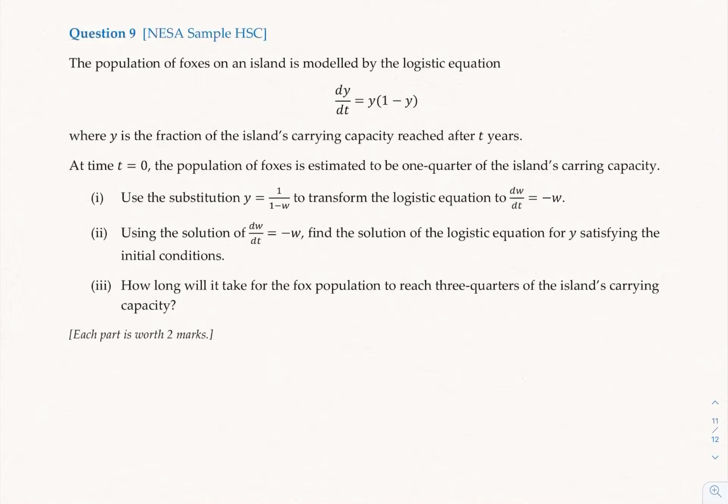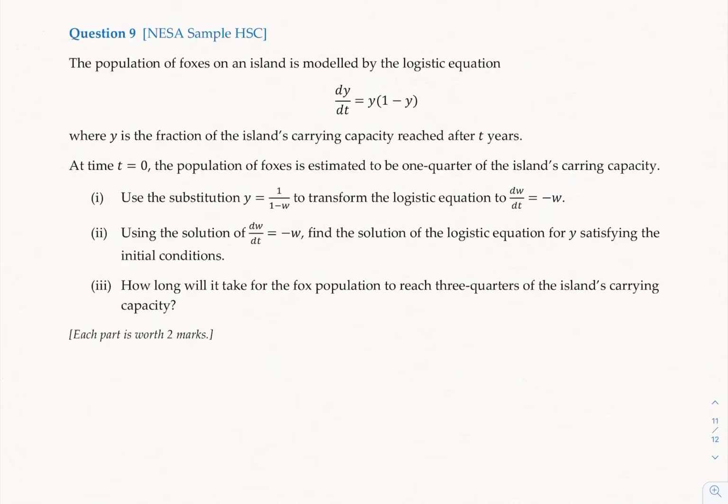We're working today on this sample HSC question about the population of foxes on an island. I've worked through this a few times and had a bit of trouble the first time. I'm going without notes this time, and we'll see how we go.